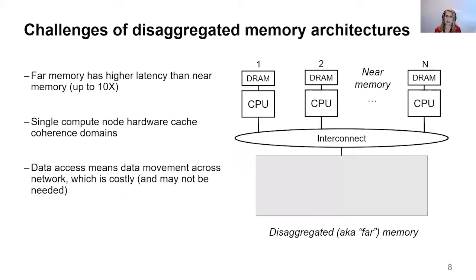Second, we also need to think about how we're going to allow sharing between the different compute nodes in the system. Traditionally, a single compute node has hardware cache coherence support that can help it support sharing within that compute node. There's not really any similar kind of support between the different compute nodes. And then finally, accessing data in far memory means that you're transferring that data across the interconnect. As we know, data movement is a very expensive operation, and in fact, it might not even be necessary, depending on whether we're going to use the data that's being transferred.